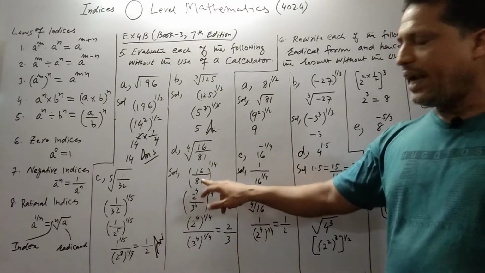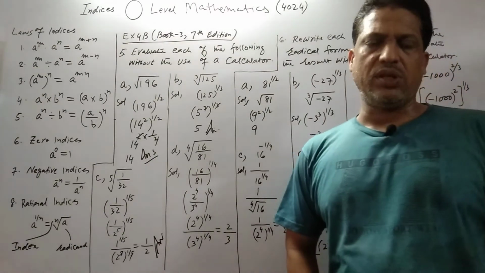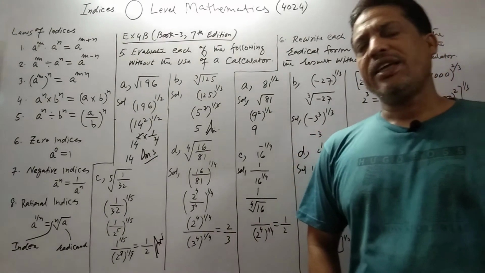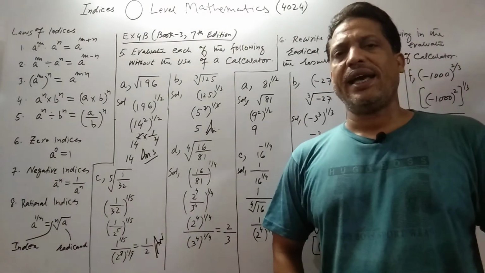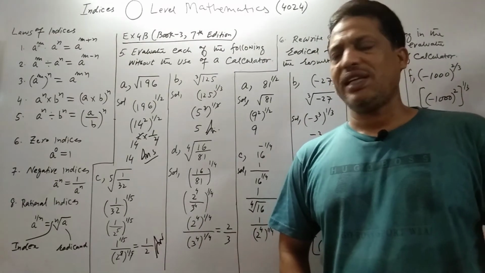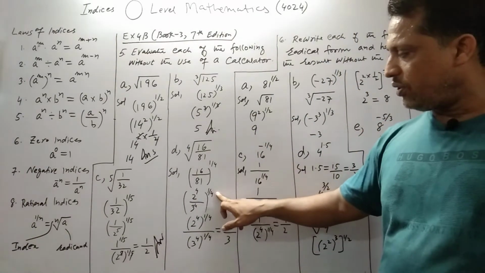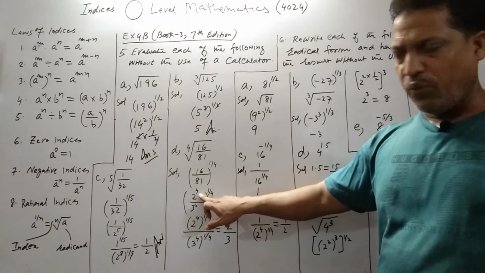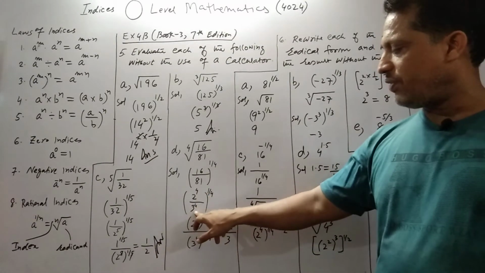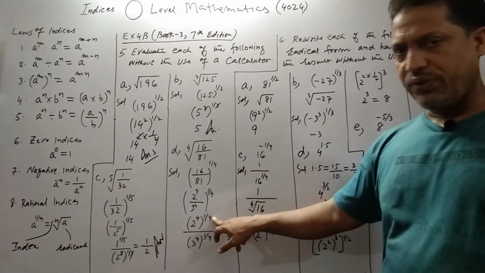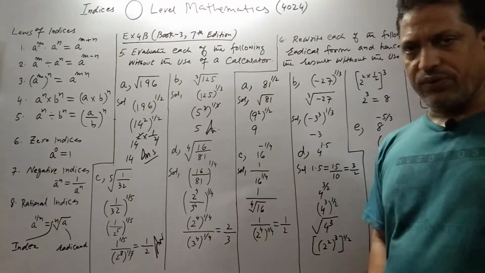Now 81. 81 is 3 to the power 4, because 3 to the power 4 is 3 into 3 into 3 into 3. 3 3s are 9, 9 3s are 27, 27 3s are 81. Now apply this 1/4 on this numerator and on this denominator. So this is (2^4) and whole power 1/4. This is (3^4) and whole power 1/4.